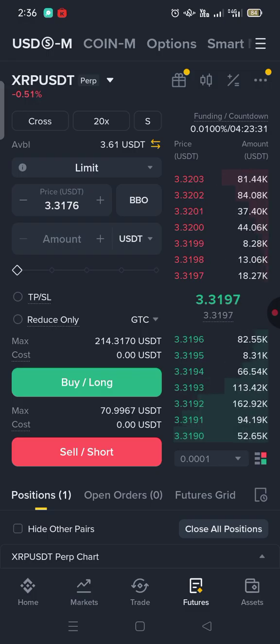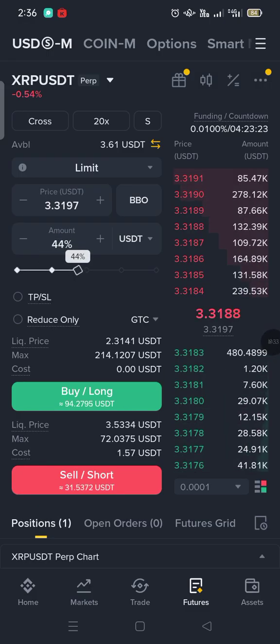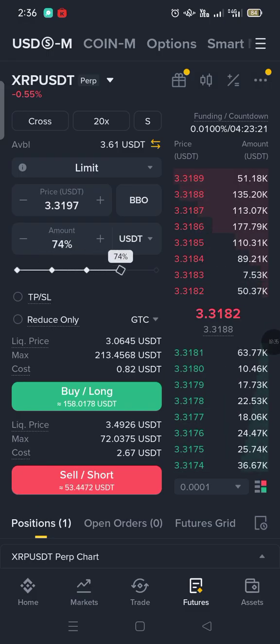You can use limit. You can use market. You can buy through market. So I'm gonna tap on this place. Then it will come there. Then I'm gonna drag this according to the market, the percentage that I want to be deducted from my balance. Did you get that, guys?